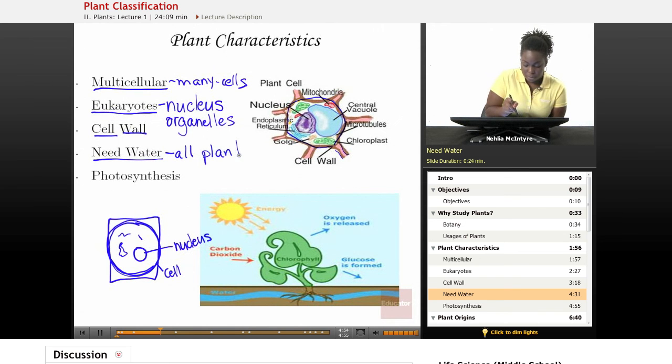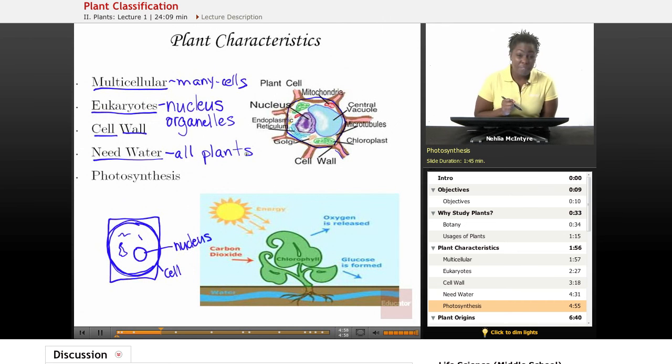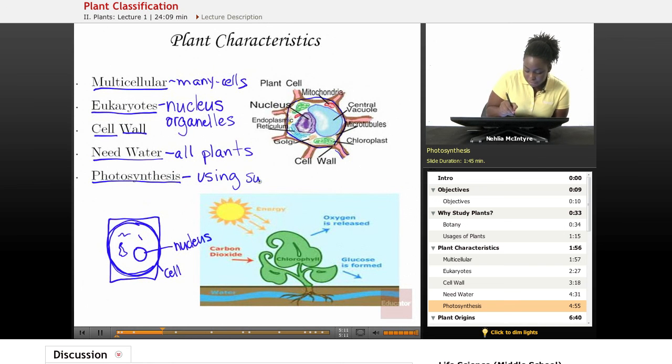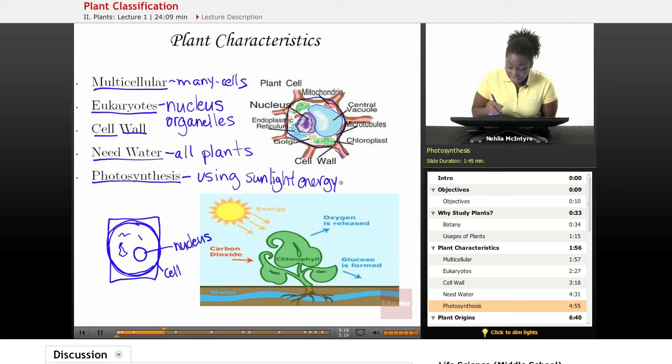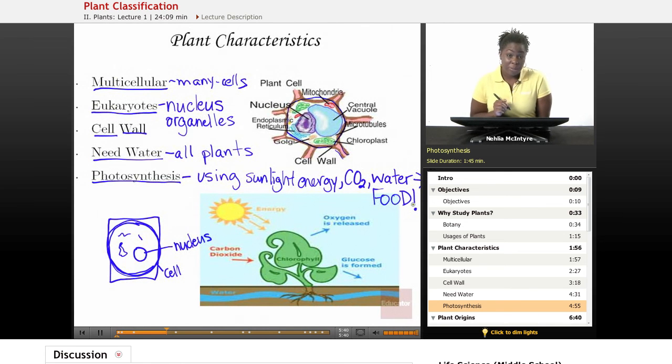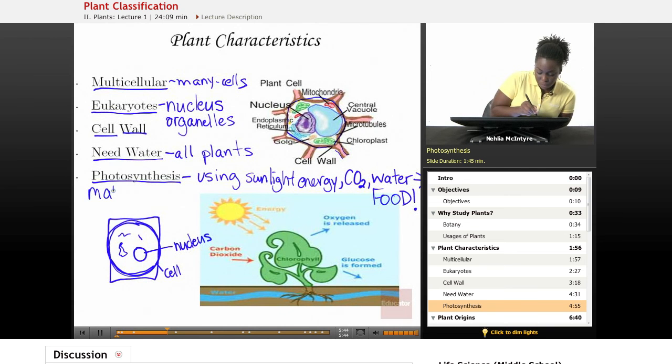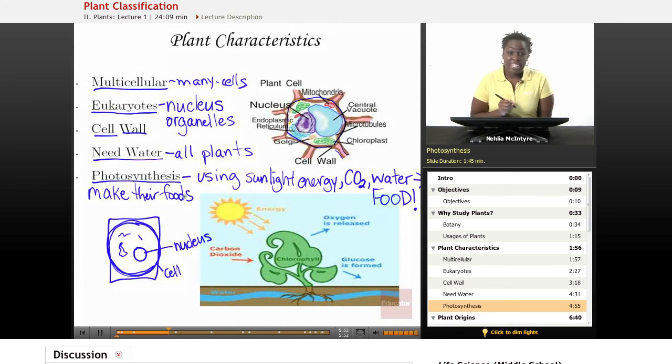And the last thing, and actually the most important function of plants, is that they all go through the process of photosynthesis. Photosynthesis is the process of using sunlight energy, which is the energy source of plants, carbon dioxide, which I'm going to just write CO2 because that's the chemical formula for carbon dioxide, and water to make food. Plants are special and they're different from animal cells and animals because they are able to make their own food. But animals, like humans, benefit because we can eat those plants and get that same source of energy.